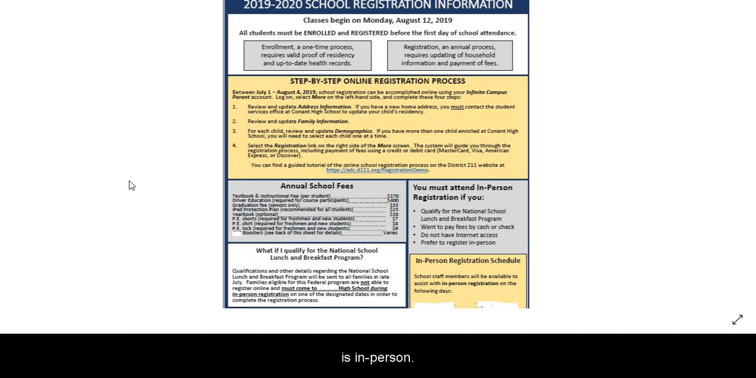There are two ways to register. One is in person. You must do in-person registration if you qualify for the National School Lunch and Breakfast Program, if you want to pay fees by cash or check, if you do not have internet access, or if you prefer to register in person. Otherwise, you can follow the step-by-step online registration process. You can find directions in the mailing from the school and by following along in this video.